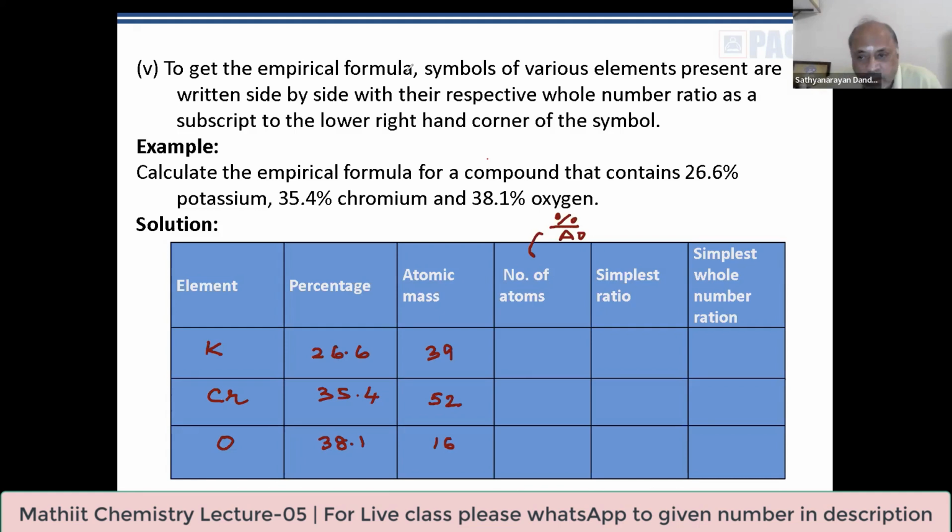I'm not asking the final answer. One by one. 26.6 divided by 39. Value. 0.682. Next, 35.4 divided by 52. Again, 0.680. Then, 38.1 divided by 16.